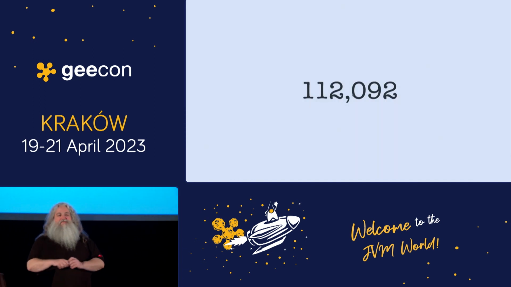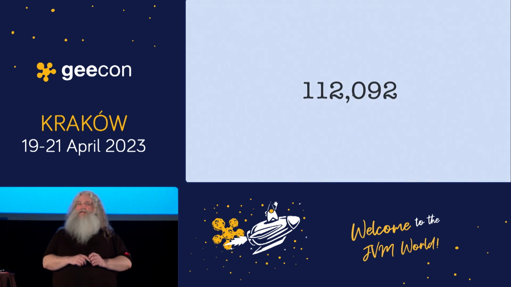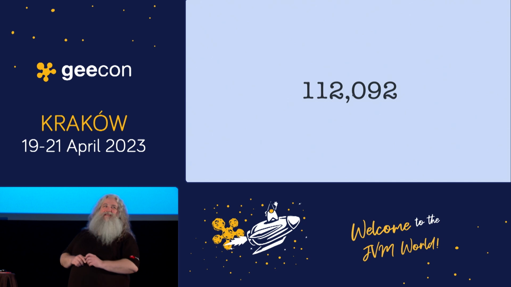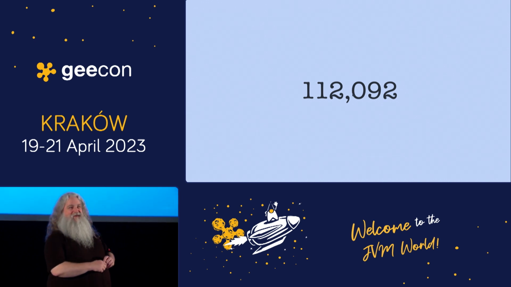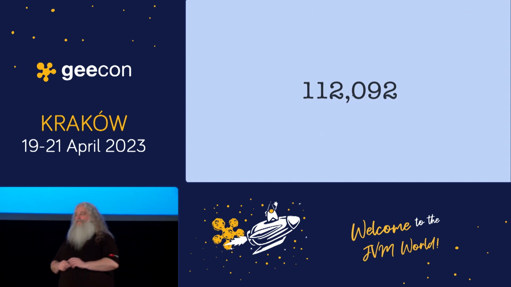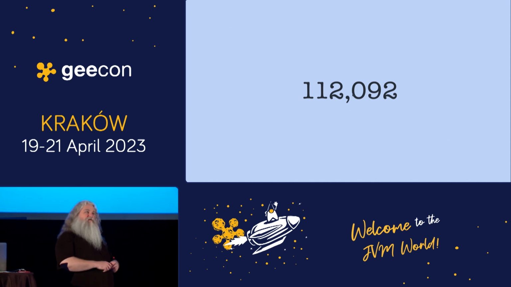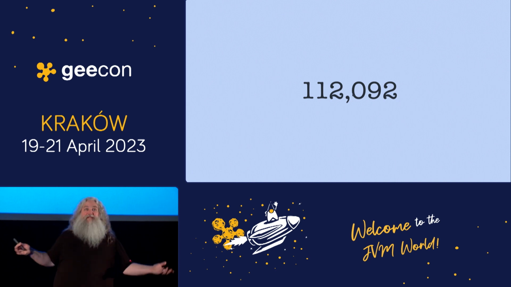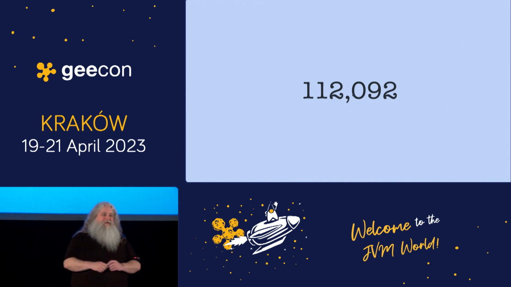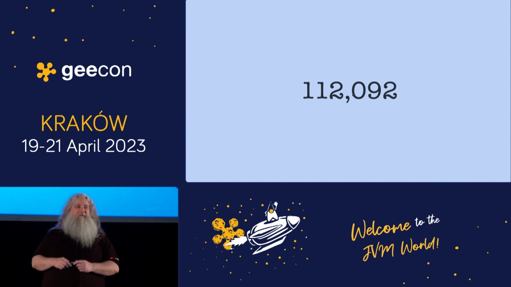So, 112,092. That is a surprisingly large number. It is the number of UFO sightings that I have in a data set. And by data set, I mean CSV file. This was data that was screen scraped from the National UFO Research Center that is researching the UFO phenomenon in North America. Records go from the 50s to a few years ago, at the time that this data was screen scraped.